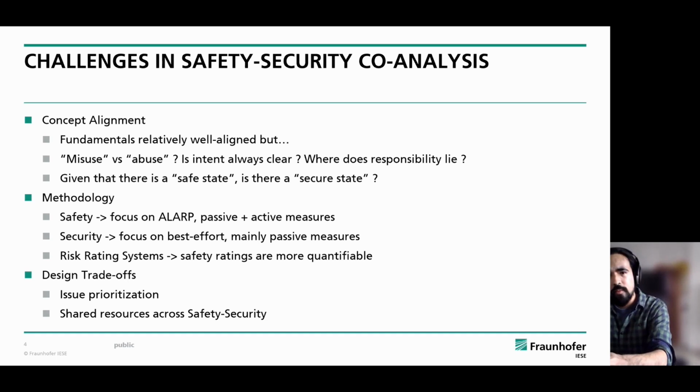There's also a different, let's say, weight towards the risk rating systems, where on the safety side we have things that are typically more quantifiable most of the time, where eventually you can get probabilities and reliability rates, failure rates, and so on. And from the security side, this is usually not the case. Things are more qualitative there. And we also have design trade-offs between the two domains. So which issue is prioritized, typically safety, but in some other corner cases, some other considerations may have to take place, especially, for example, when you have shared resources, computationally and physically, across the safety security boundary that need to be prioritized.